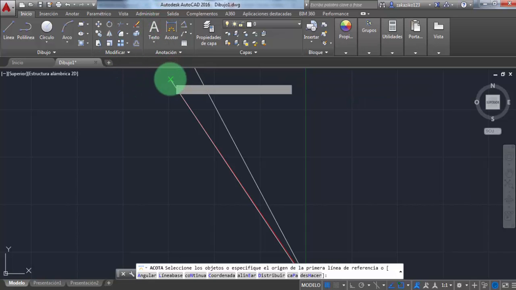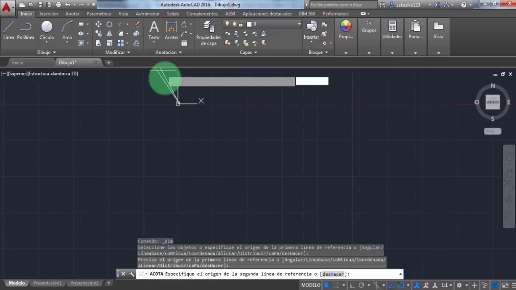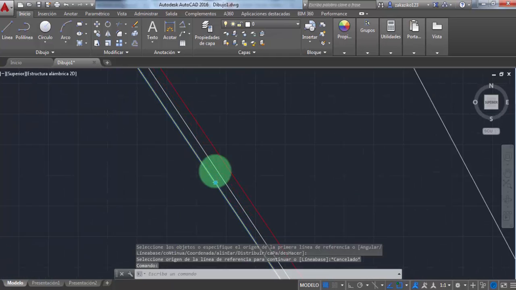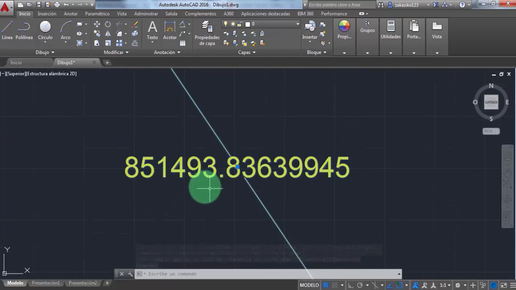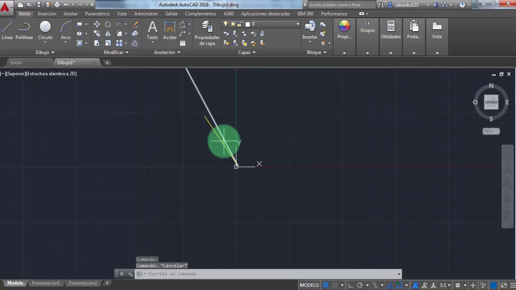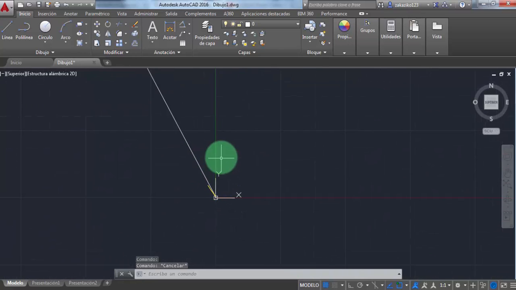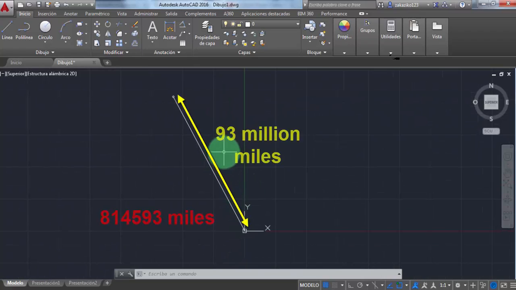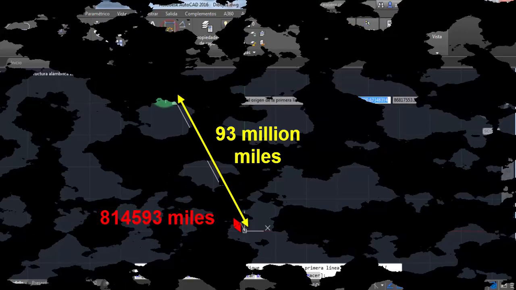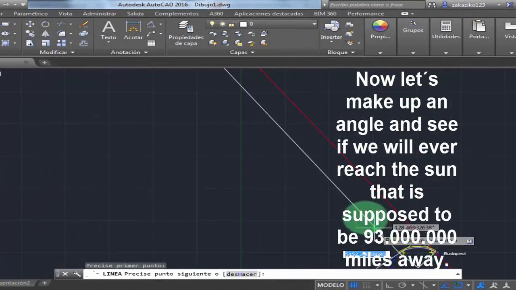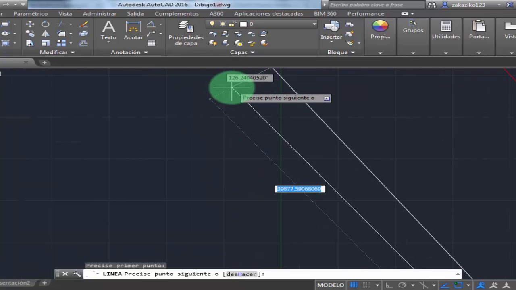And I am going to measure this distance right in front of you to see how close that point is. See that? It's not even a million miles. Now I'm going to zoom out to make you see the difference between these two distances. See that? Now let's make another angle and see if it will ever reach the sun that is supposed to be 93 million miles away.